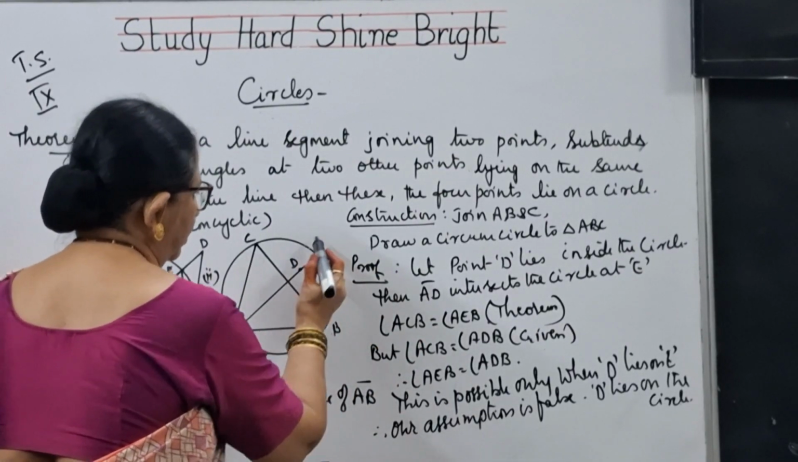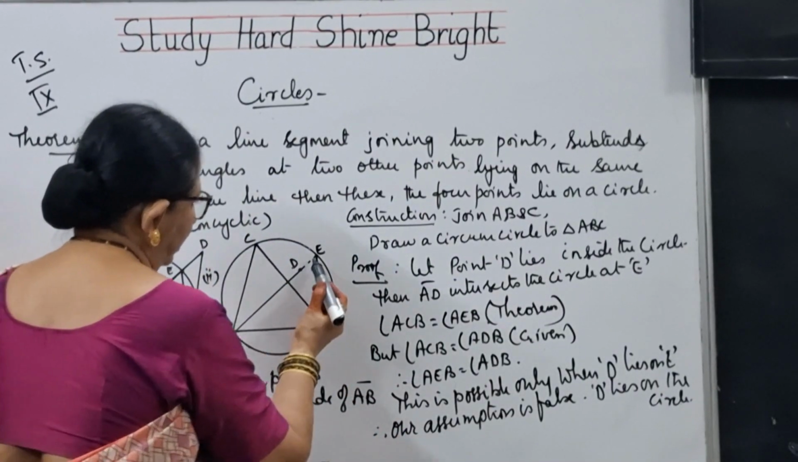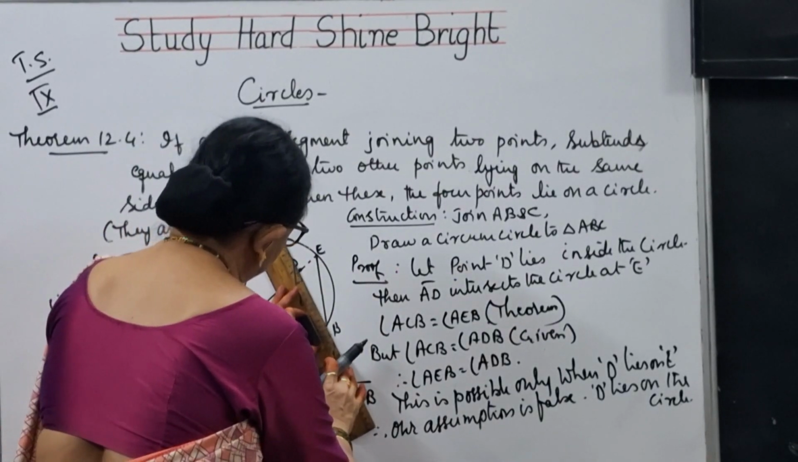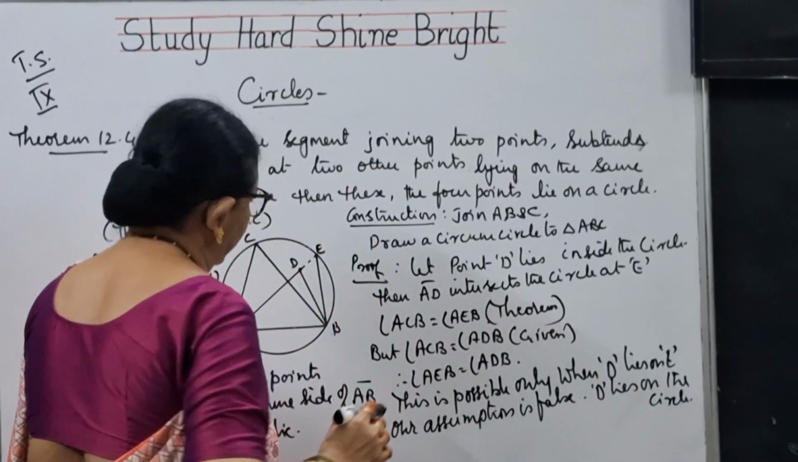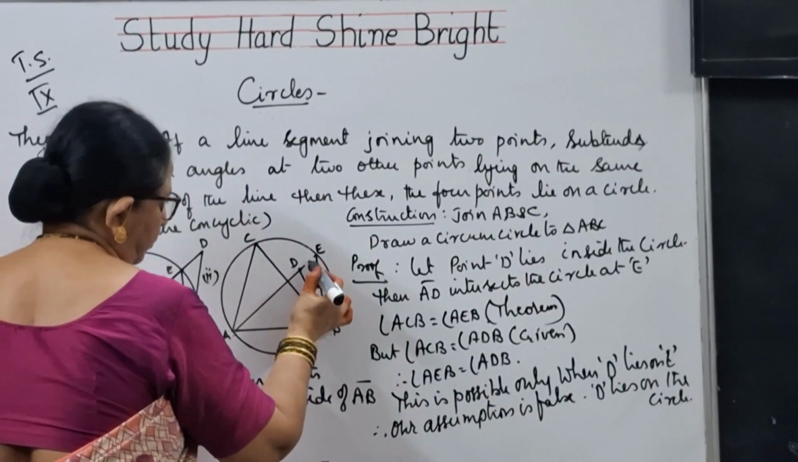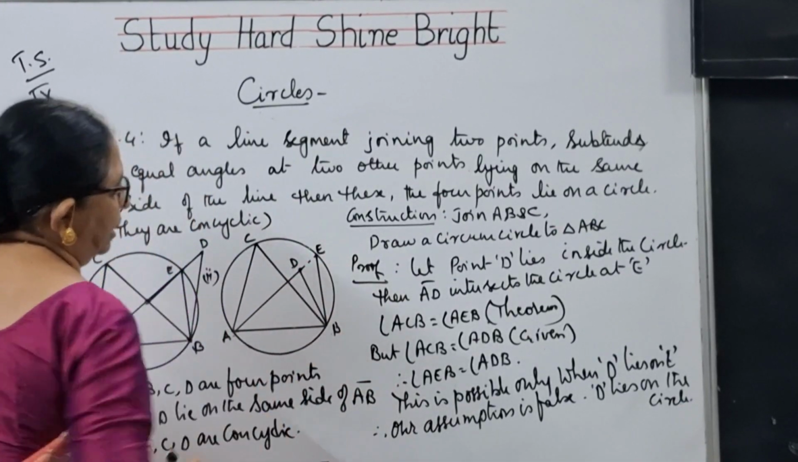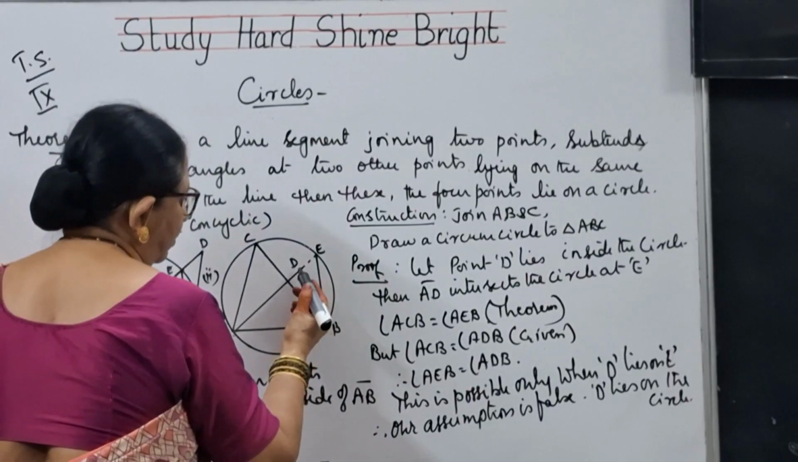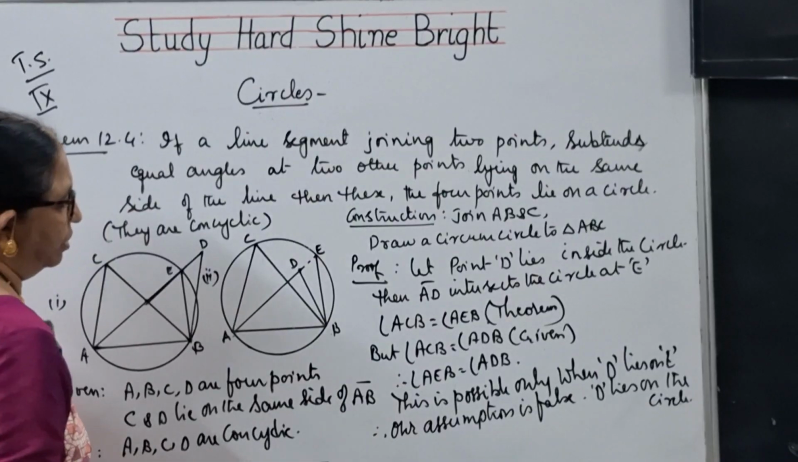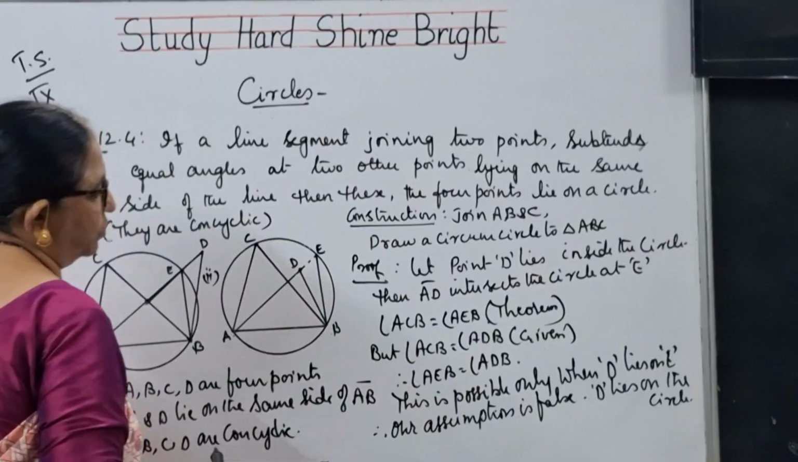Angle ACB is equal to angle AEB basing on the theorem. But angle ACB is angle ADB. If you join this, angle ACB is equal to angle ADB, this is given to us. So, this is possible, this means angle AEB should be equal to angle ADB. This is possible only when D lies on E. Same, everything is same. D lies on E means what? Our assumption is false. Point D lies on the circle.